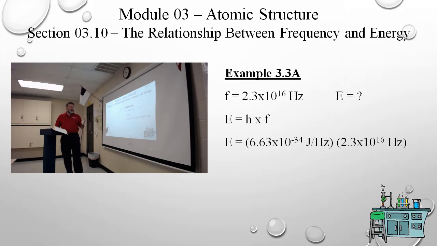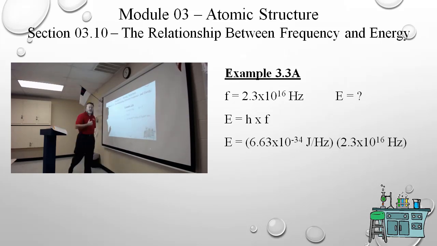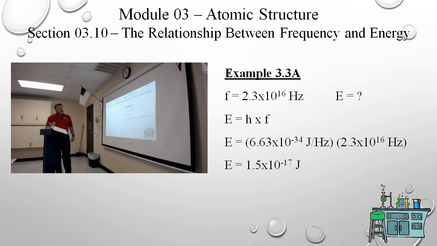So 6.63 times 10 to the negative 34th joules per hertz, or joule seconds is the way it's said, but joules per hertz is a joule second. So this part of the math will always be given to you, and this second part is whatever the frequency of the wave you're considering is. In this case, the math works out to be 1.5 times 10 to the negative 17th joules, and you can see that answer on page 107.